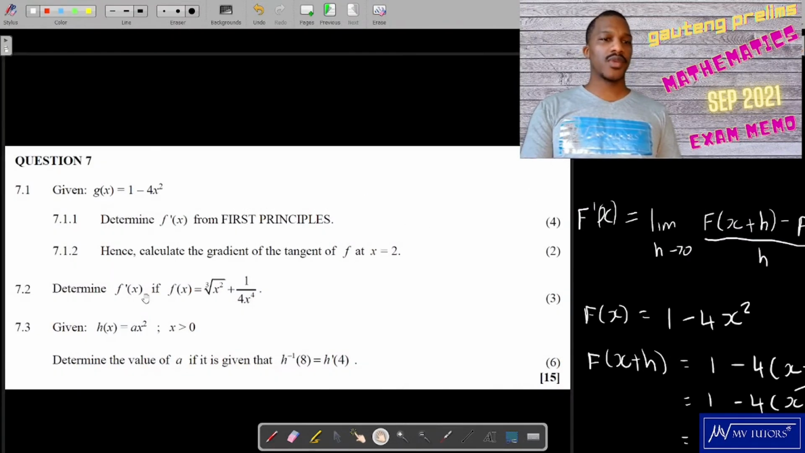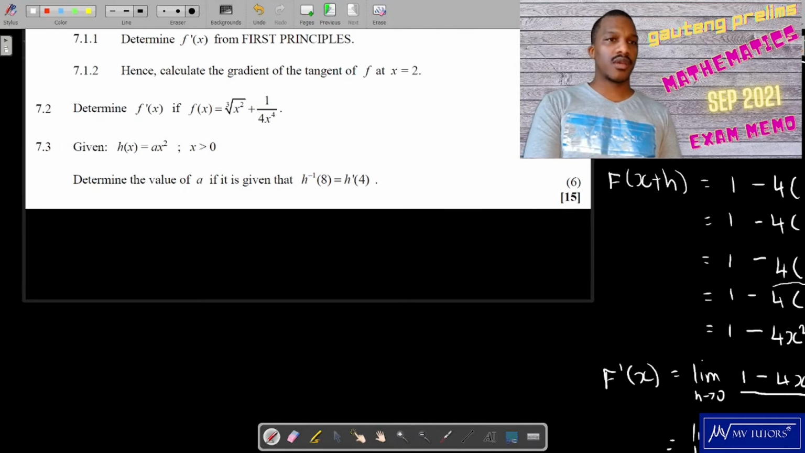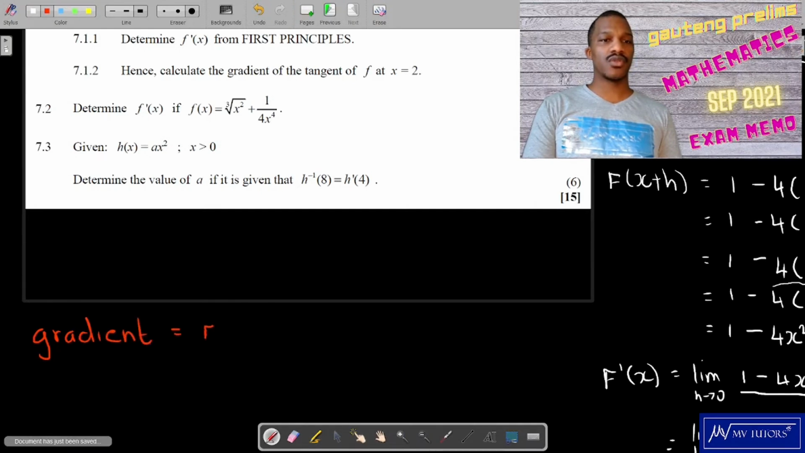All right. Okay, so here we go. 7.1.2, hence calculate the gradient of the tangent of f at x equals 2. So you need to know a bit of theory about this one. What you need to know is that the gradient is actually equal to f1 of x. Okay, so that's the formula for the gradient. And f1 of x, we've calculated it to be minus 8x.